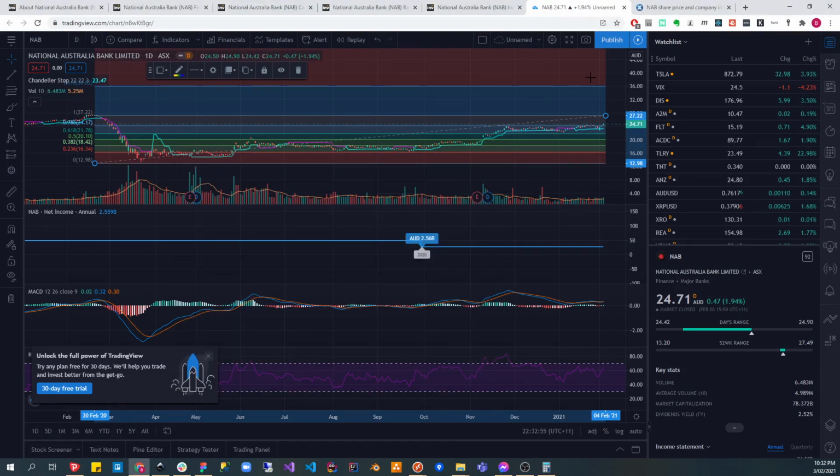So 10% is great and it's a safe stock. You probably won't get a dividend, depending on when you buy it and if you don't hold on for it long enough.